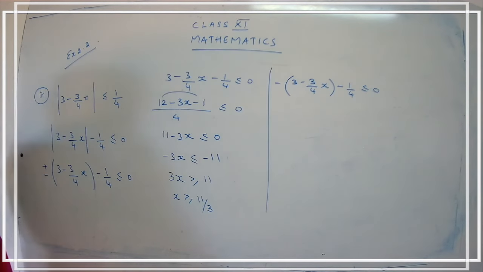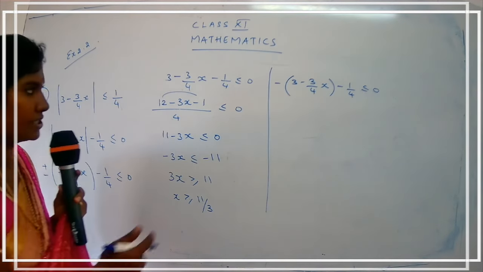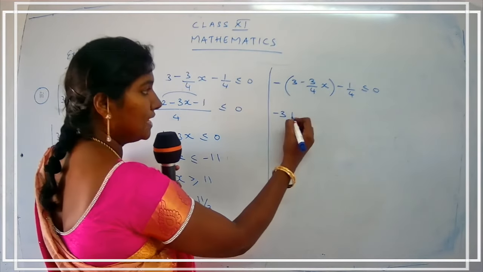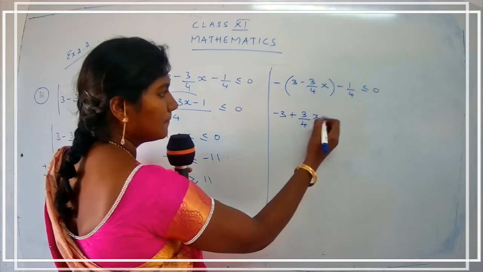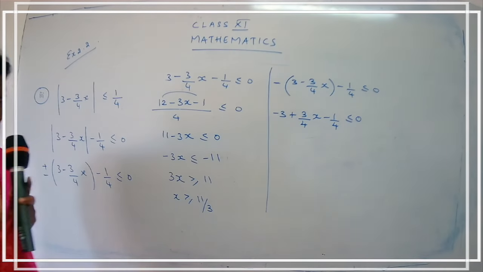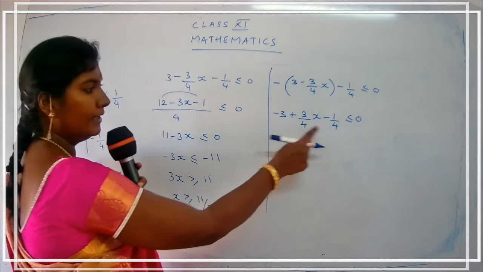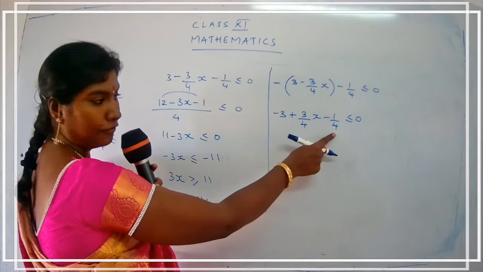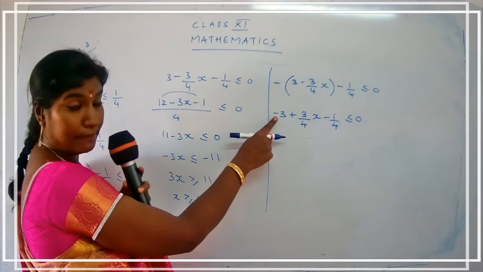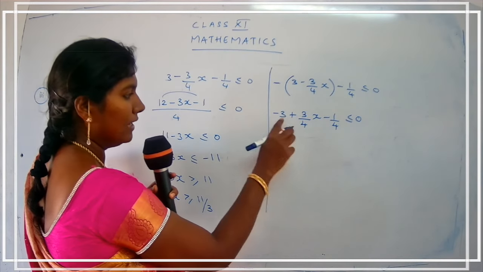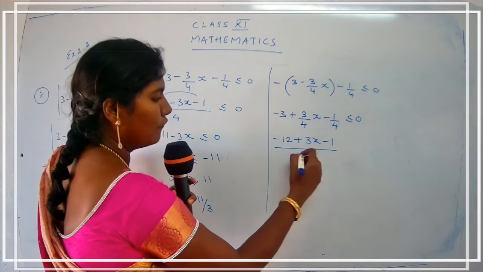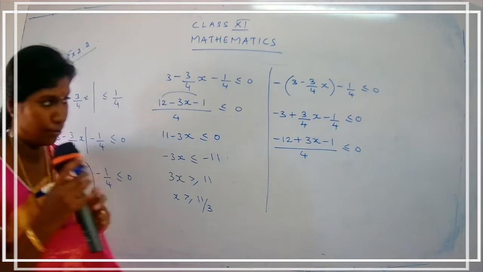Just check your answers, whether whatever you have done is correct. This is minus, so minus 3 minus minus plus 3 upon 4x minus 1 upon 4 less than or equal to 0. Again here we have a denominator. In the denominator part we have 4. Here we don't have the denominator as 4, so take the LCM and multiply by 4. So minus 12 plus 3x minus 1 upon 4 less than or equal to 0.